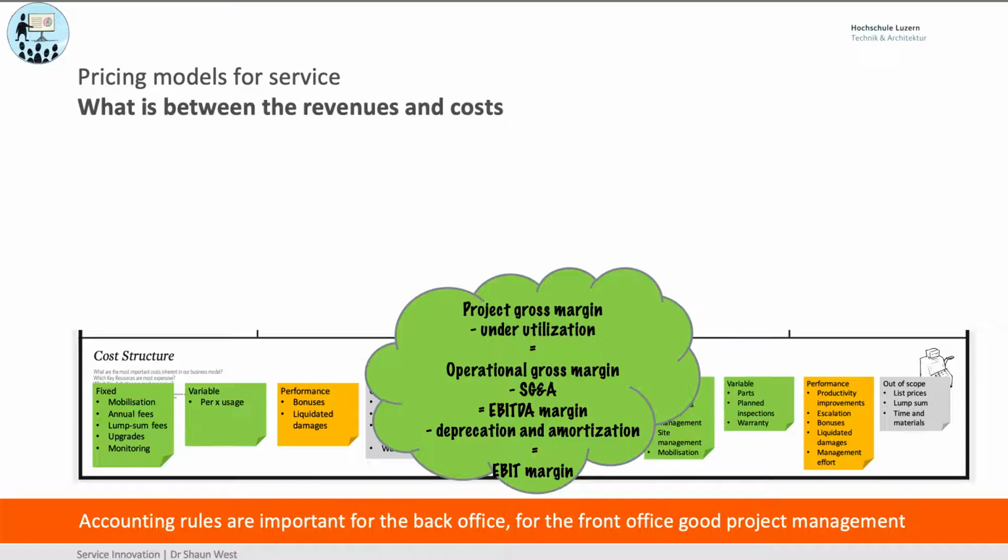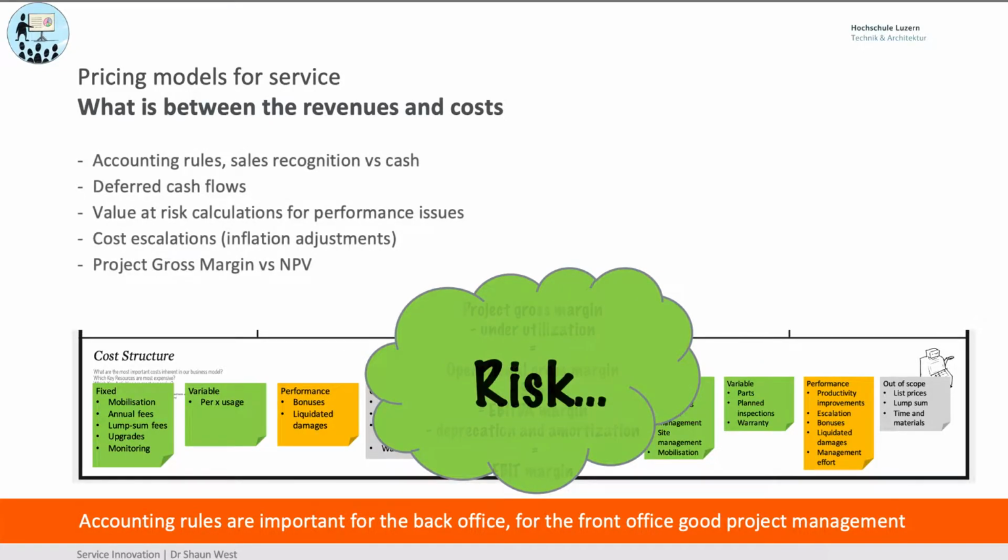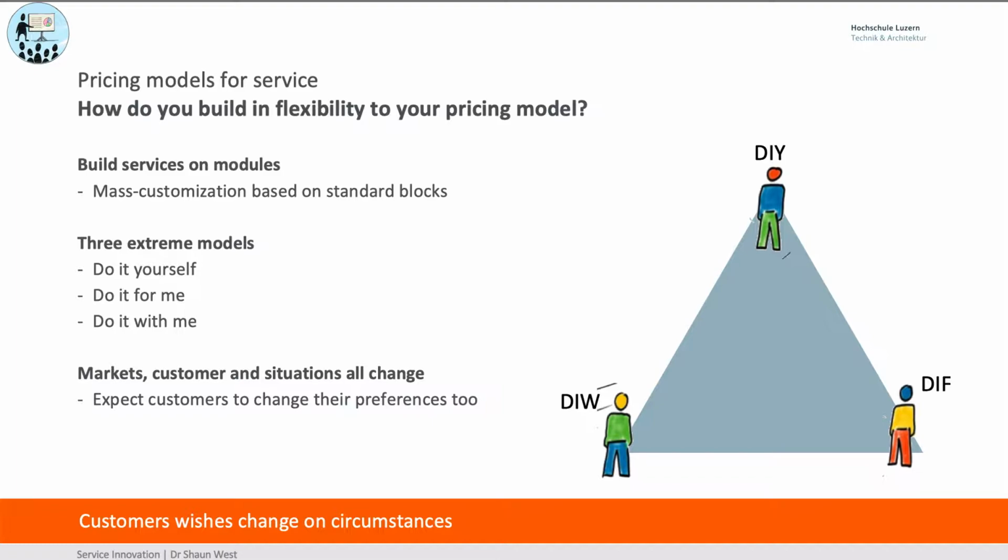Understand the accounting rules and the differences between the cost structure and the revenue. Really, really important when you come to pricing. And understand the difference between cash flows as well. Also very, very important. The difference really between cost and revenue is risk. Understand how that works. Can't say that strongly enough, but it's really important.